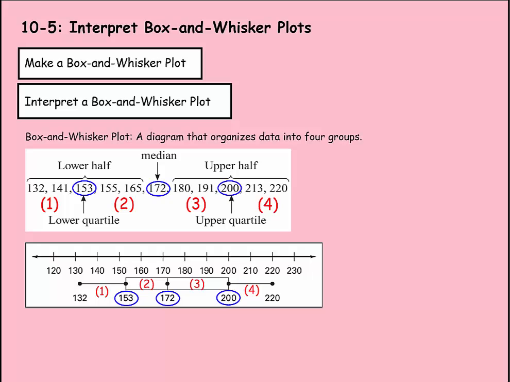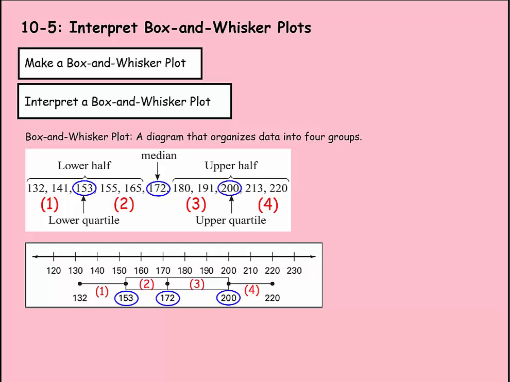We're on lesson 5 of chapter 10, in which we'll interpret box and whisker plots. So first we'll make a box and whisker plot, then we'll interpret a box and whisker plot. A box and whisker plot is a diagram that organizes data into 4 groups. And we're working with mostly medians here.